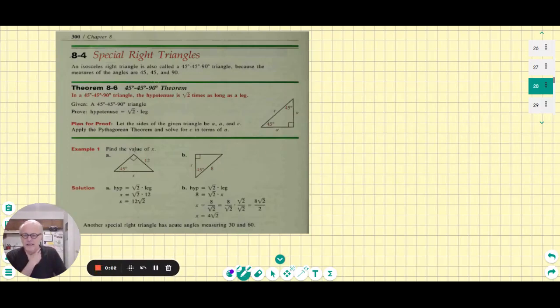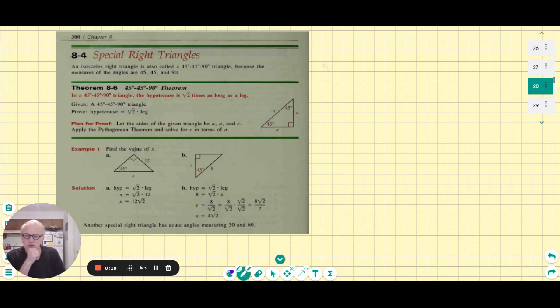All righty, we're back. 8-4, special right triangles. So we have certain kinds of right triangles that, because of their measures, we can easily determine the lengths of sides without having to do any real calculation.